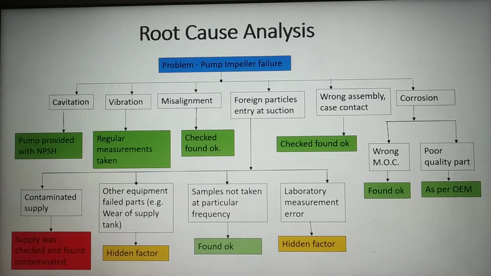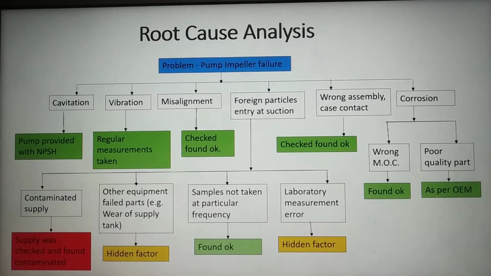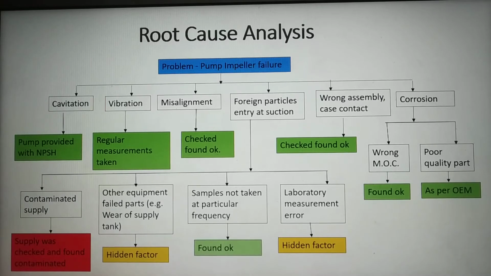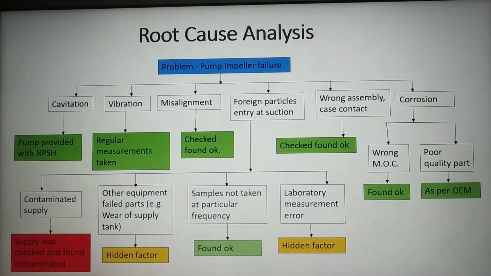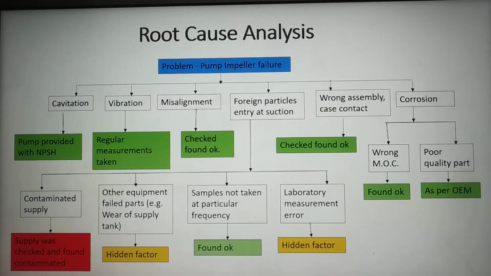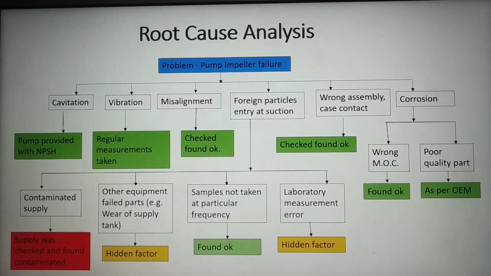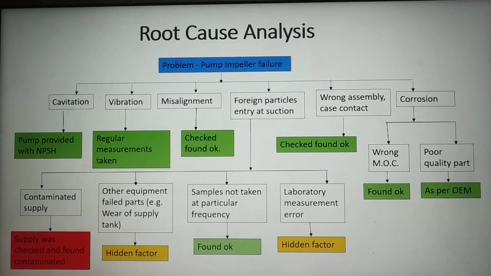So the process is, first you have to write down the problem. Our problem is pump impeller failure. Next you have to list out as many reasons why this pump impeller can fail, and the reasons listed here: first is cavitation, second is vibration, third is misalignment, fourth is foreign particles entry at suction, fifth is wrong assembly or case contact, and last is corrosion.